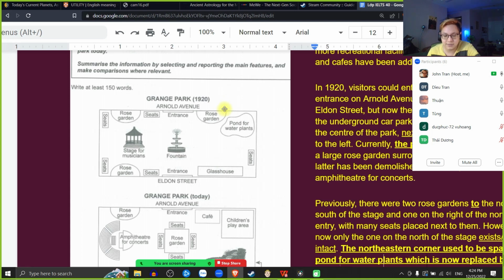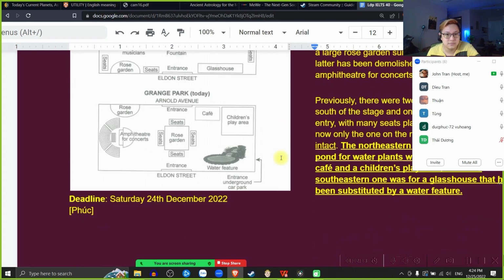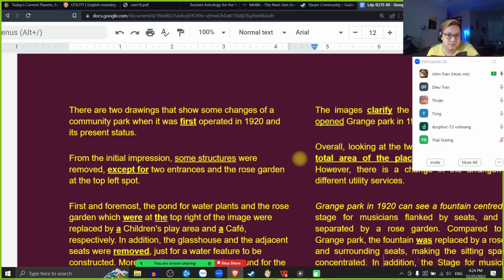Just the part about directions. You can get a very bad score if you made it wrong, okay? Any question?